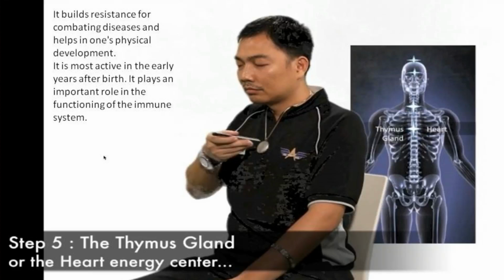Step 5 is the thymus gland. It builds resistance for combating diseases and helps in one's physical development. It is most active in the early years; when you're a child it's small, and it grows as you grow to adulthood. It plays an important role in the functioning of your immune system. So point it right at the center between your chest. If you're wearing a pendant, normally the pendant sits right at the thymus gland. So that's the area you need to be wanding.